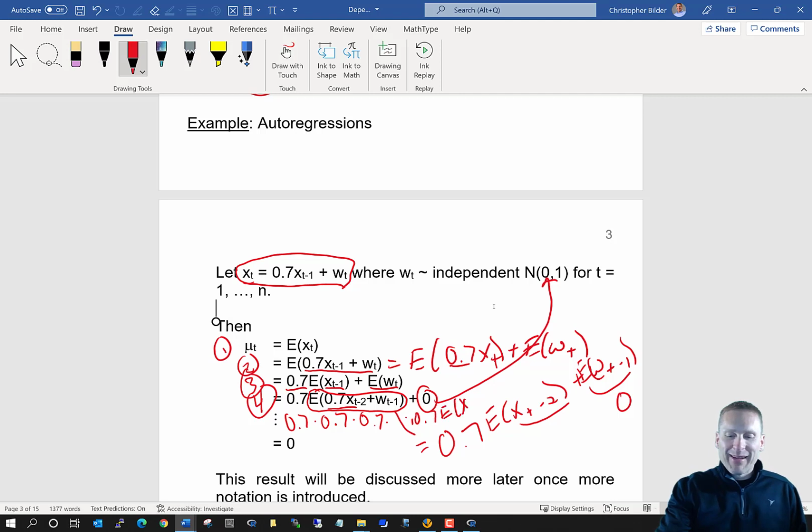I'm running out of room. X of t minus something there, and then everything else is equal to 0. These 0.7s, when I keep multiplying them together, get smaller and smaller, and eventually you can say that mu sub t is equal to 0. Now, I did leave out some formality there. You might be thinking, is this equal to 0 in terms of the limit? We'll get to this a little later in the course, but I think you can at least agree with me that it looks like everything is going to 0 there.